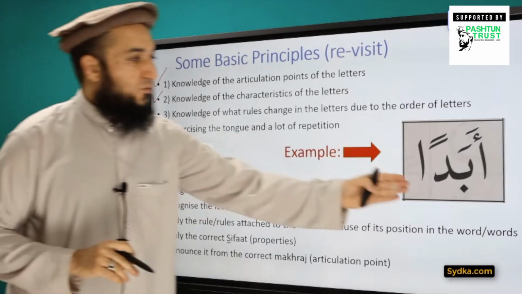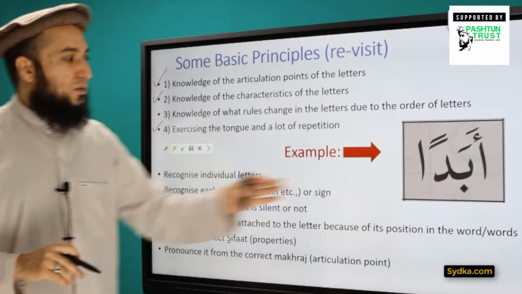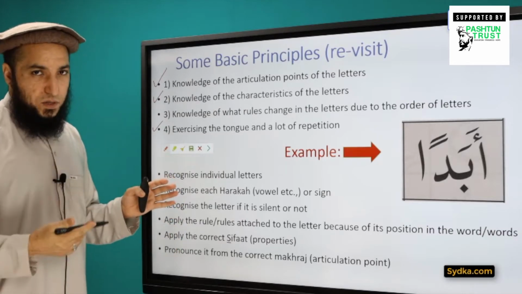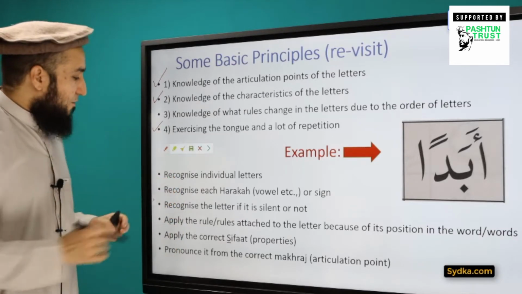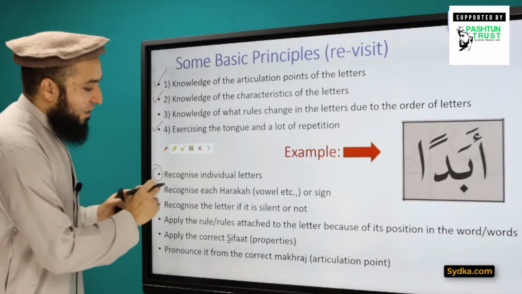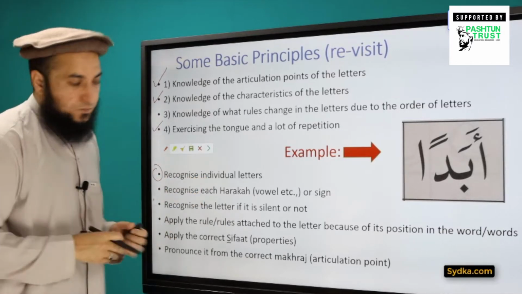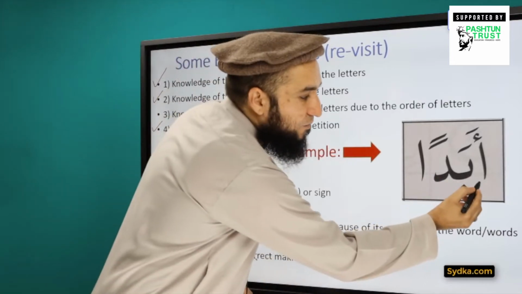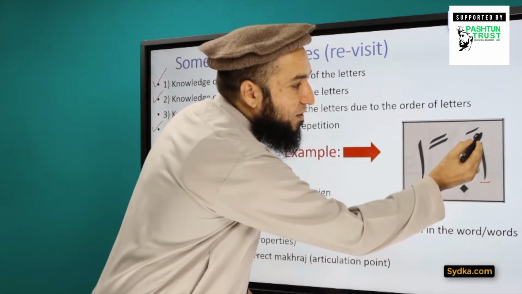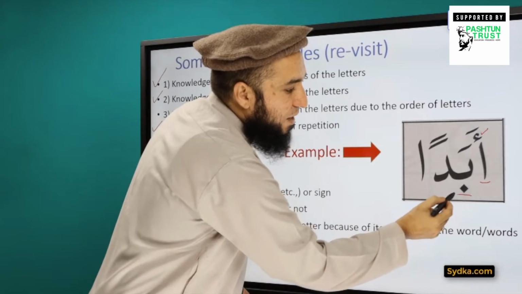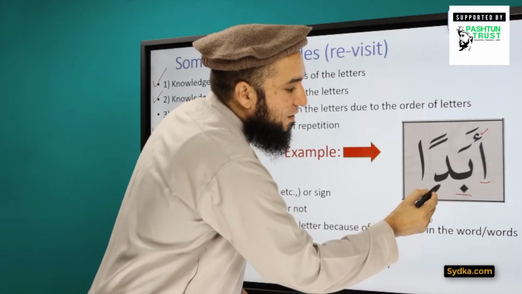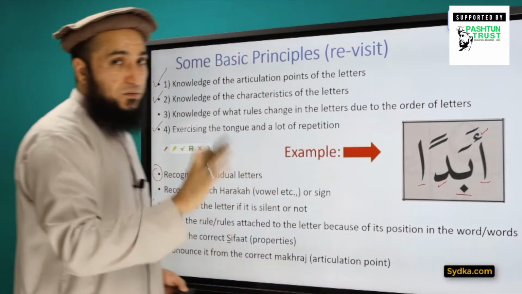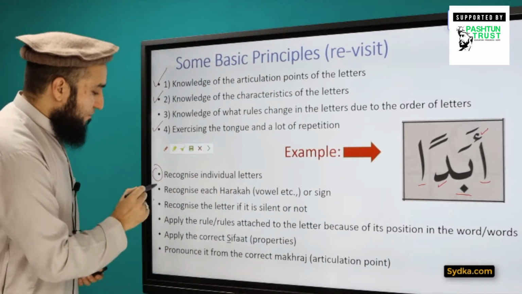So if we are given a word and we have to apply these steps to make our reading or recitation easy, the first one is recognizing individual letters. If we go to here, the first one is alif, second one is hamza, third one is ba, next one is dal, and the final one is alif. So we recognized individual letters, step one.